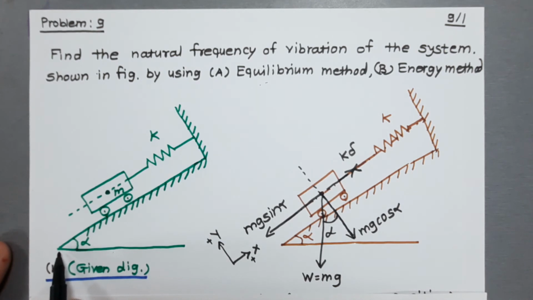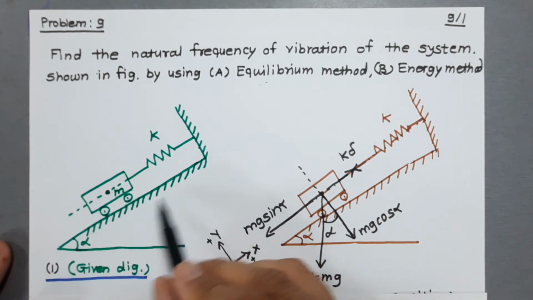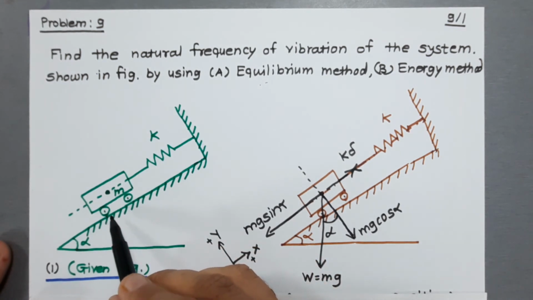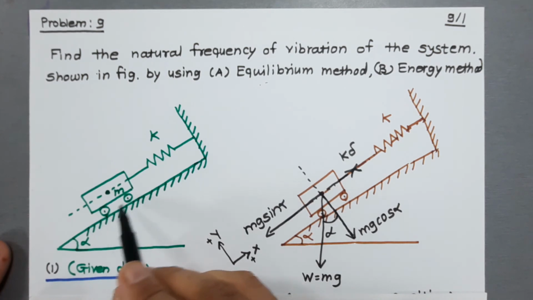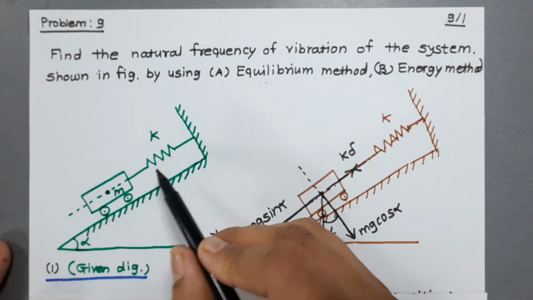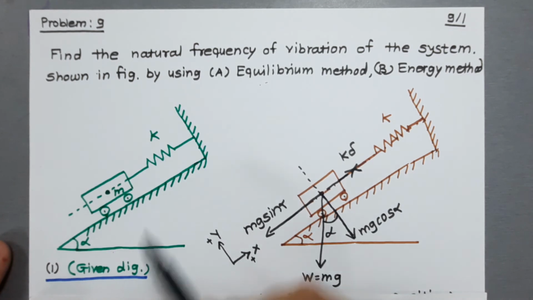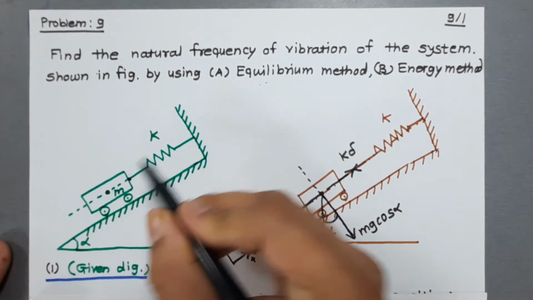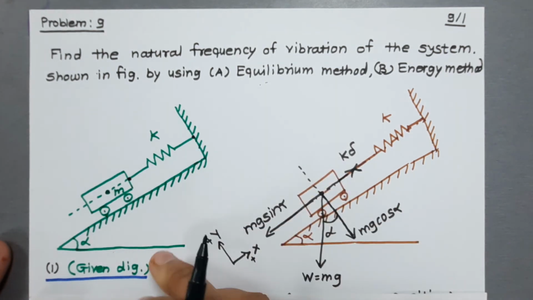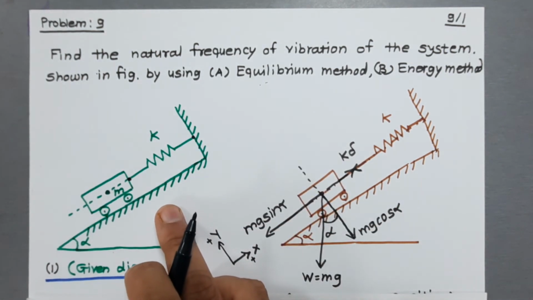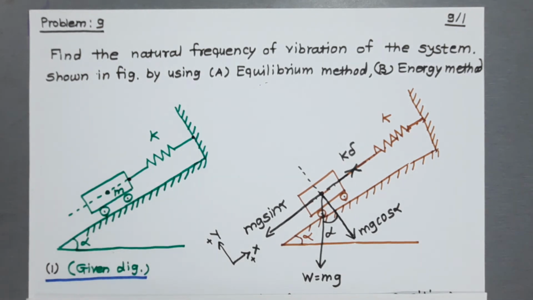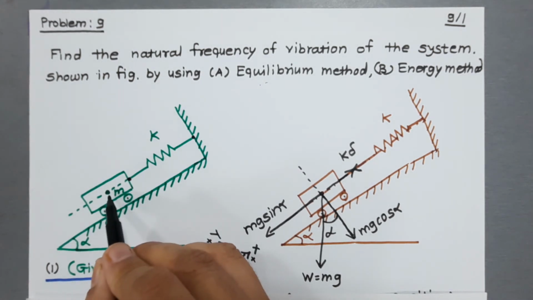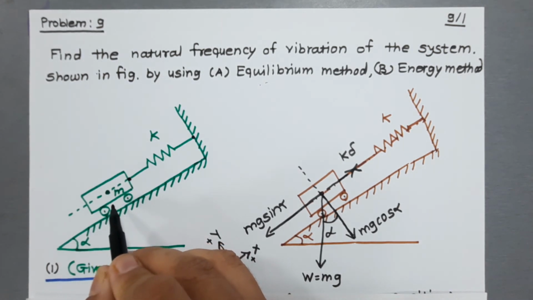Here, there is an inclined surface at an inclined angle alpha, and on this inclined surface a mass is kept. This mass has frictionless wheels, and this mass is attached to a spring. One end of the spring is attached to the mass while the other end is attached to a fixed surface, and this fixed surface is at an inclination of alpha. M is the mass of the system.